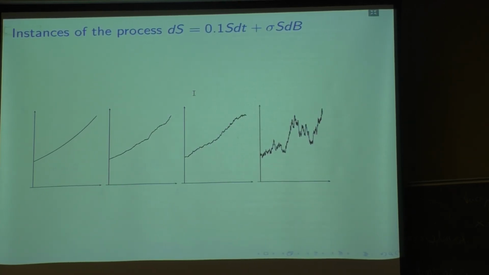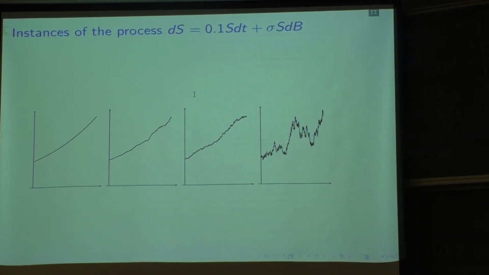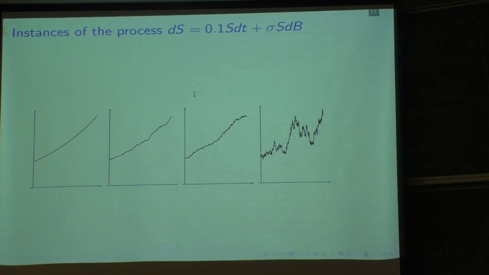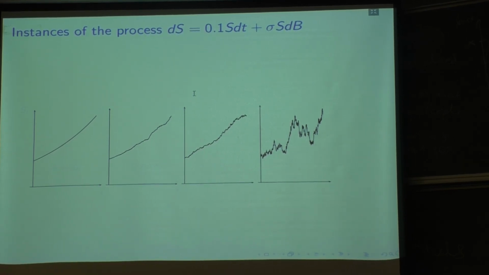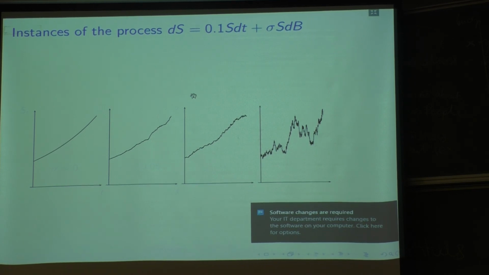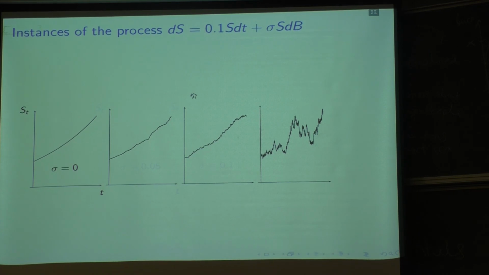So I'm going to show you some instances of a process of this form. And I'm going to fix my mu to be 0.1. So this is fixed to be 0.1. And I'm going to show you pictures of what happens when we take various values of sigma. So the first value of sigma I want to take is sigma equal to 0. If sigma is equal to 0, what that is saying is that ds, the change in s, is 0.1 times the value of s times dt. So we're back in this case.